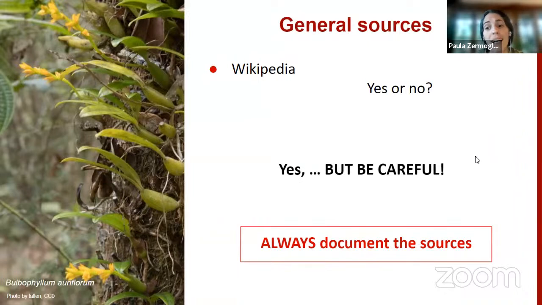And also, very important, always document the sources that you're using. And so in this case, if we're writing as our source Wikipedia, it wouldn't be enough. We would have to say Wikipedia in which language and when we looked at it, because users keep contributing to Wikipedia, so the information that we find, or the corrections to it, may vary over time.